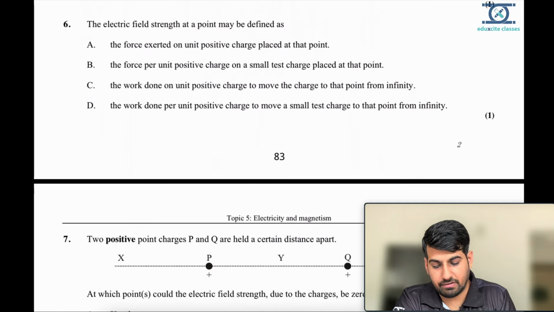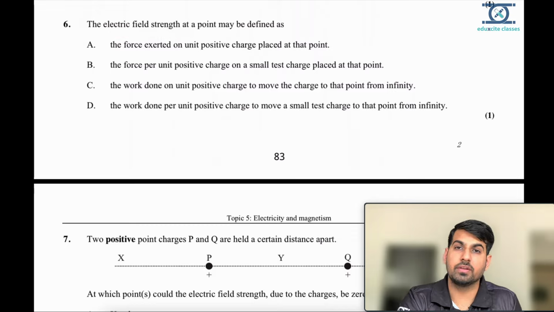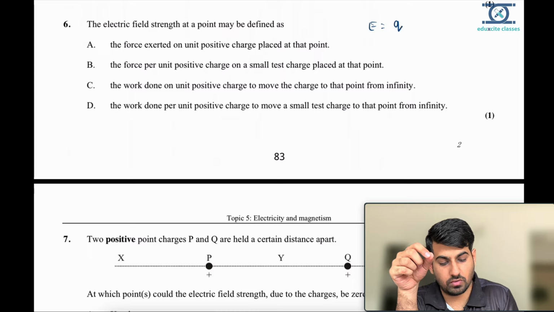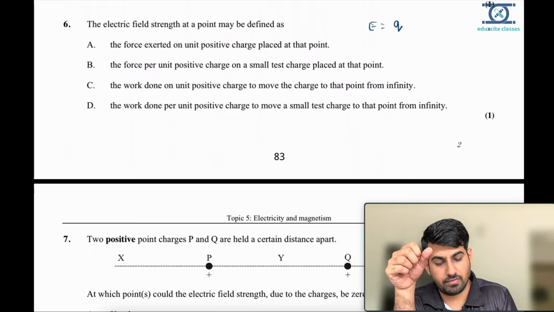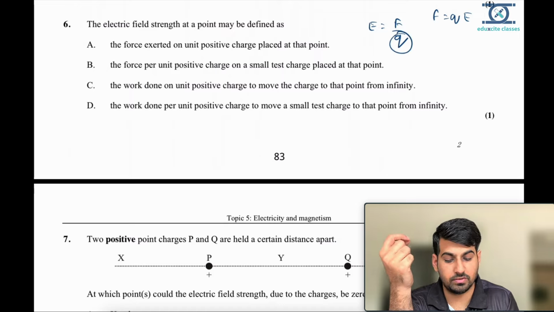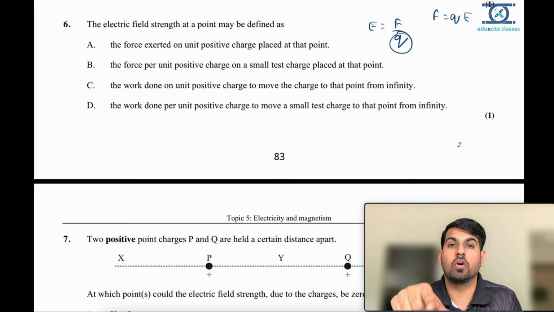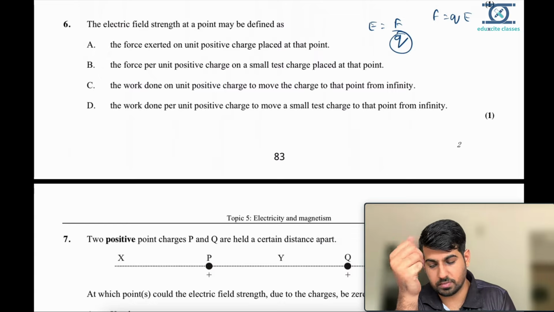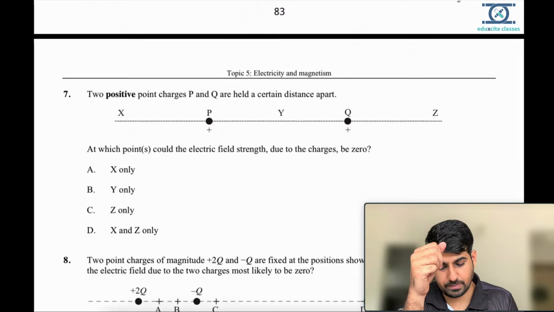Now this is the direct definition. The electric field strength at a point may be defined. This is the force. Electric field strength is what? F equals to QE. So E will be F by Q. So F upon Q, that is the force per unit charge on a small test charge. Force per unit positive charge on a small test charge placed at a given point. Okay, so option B is the right answer.